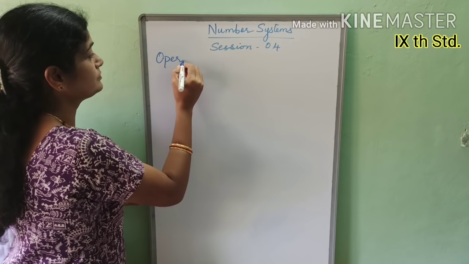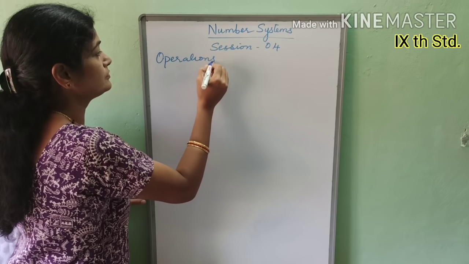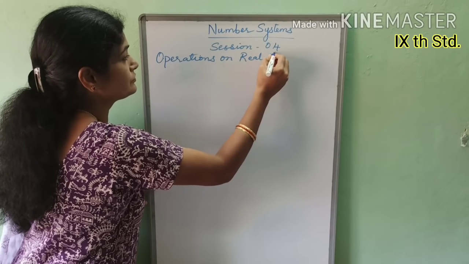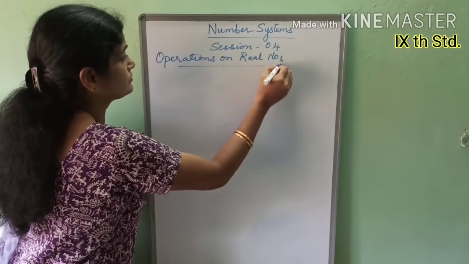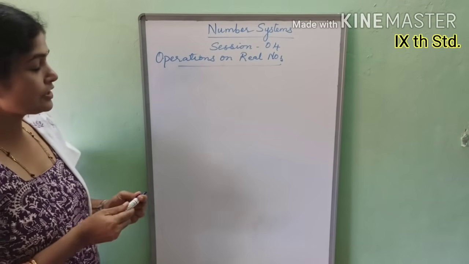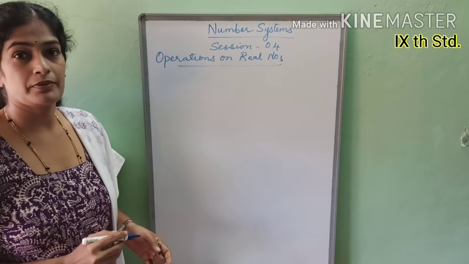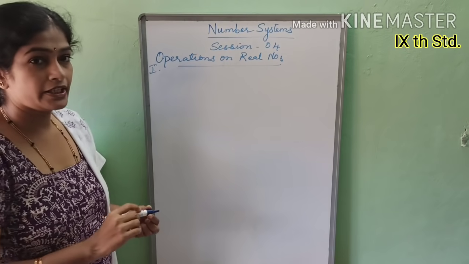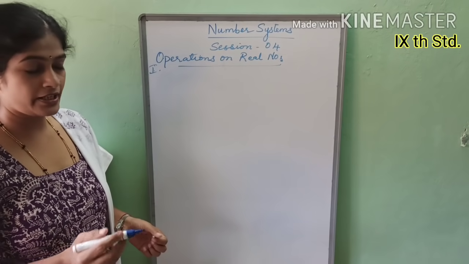Operations on real numbers. Let's divide this into two parts. In the first part, suppose we are taking a rational number and an irrational number.